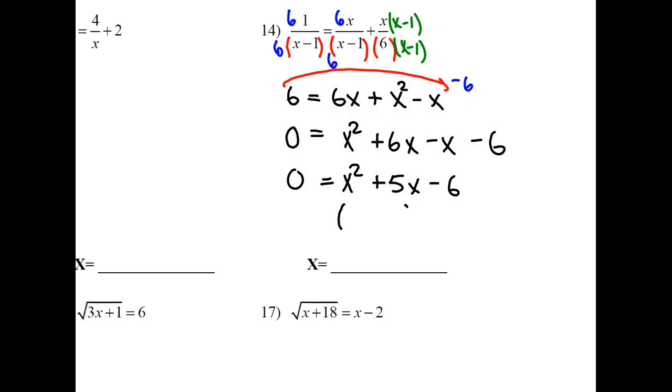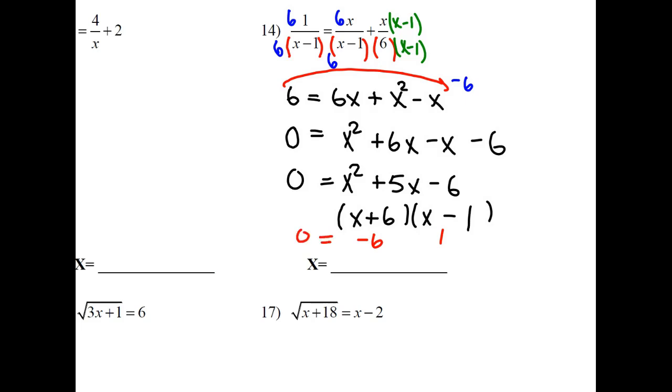So I'm going to factor this. That's the easiest way. That's an x, that's an x. 2 factors of 6 that have a difference of 5. Plus 6, minus 1. Okay, now I got solutions here. They're going to be negative 6 and positive 1, because that's what's going to make it equal 0.